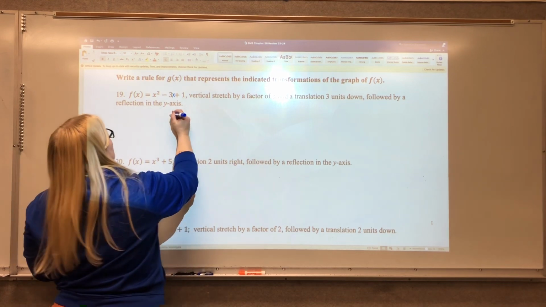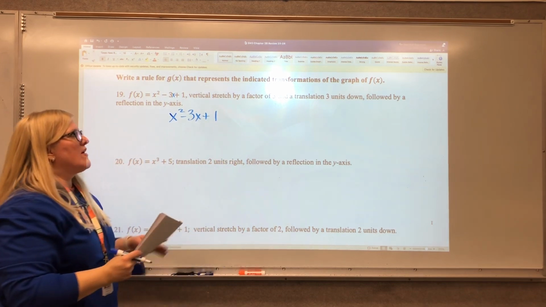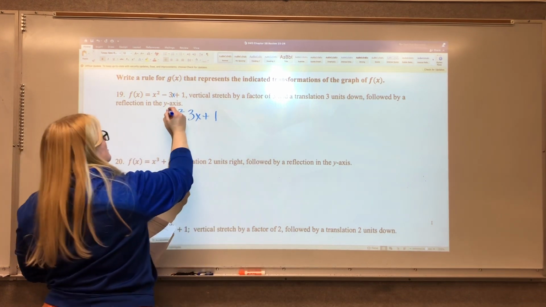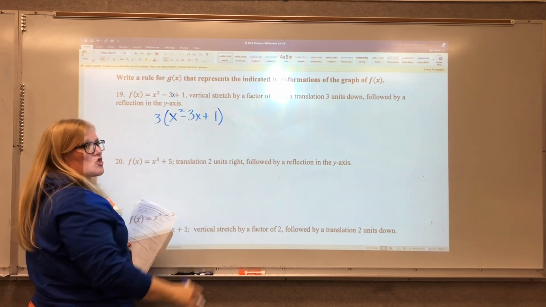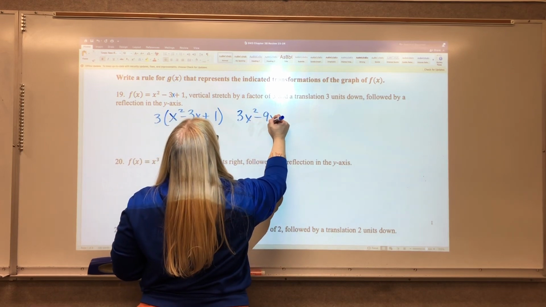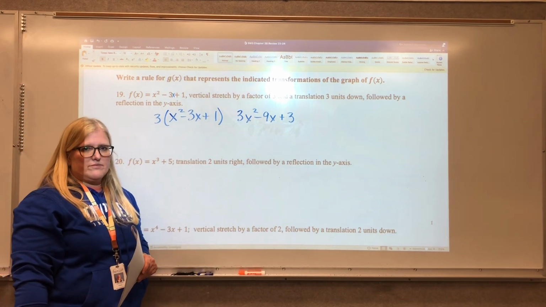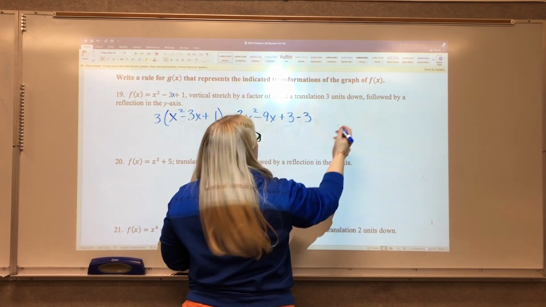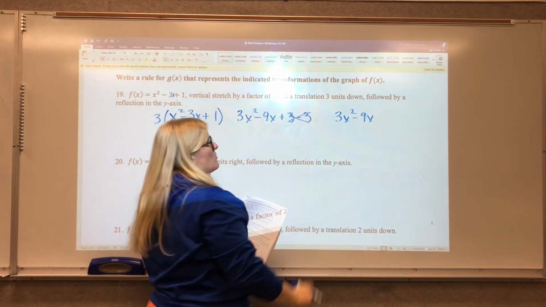We've got x squared minus 3x plus 1, a vertical stretch by a factor of 3. Okay, so let's just do that. Remember, a stretch or a shrink, we put it in front of the whole thing and then it gets distributed. So we have 3x squared minus 9x plus 3. And then a translation 3 units down. We drop it 3 down. That gives me 3x squared minus 9x, and then the 3's cancel, right?